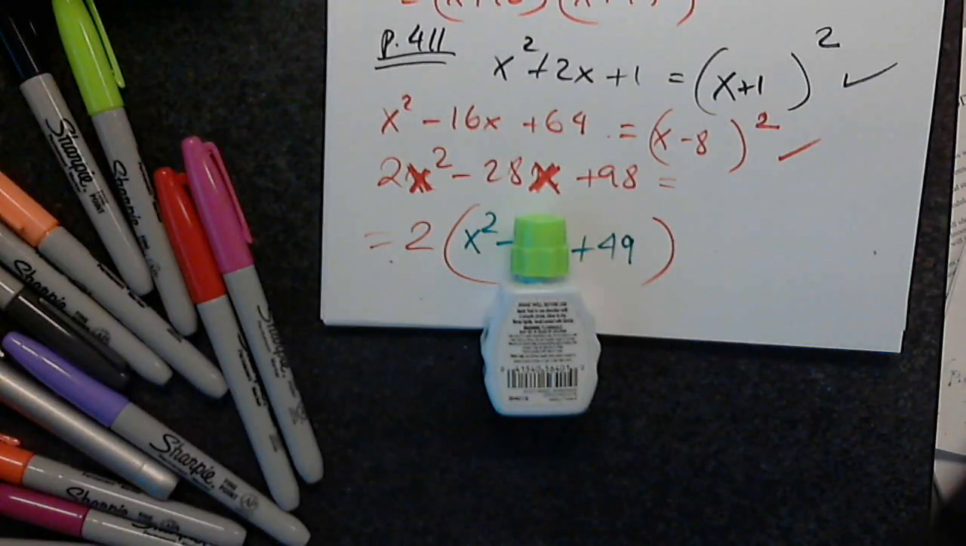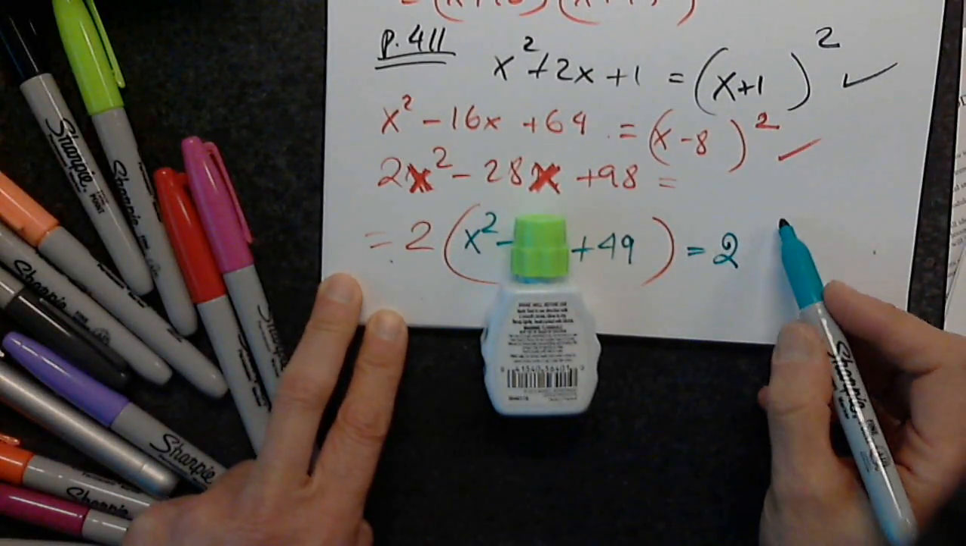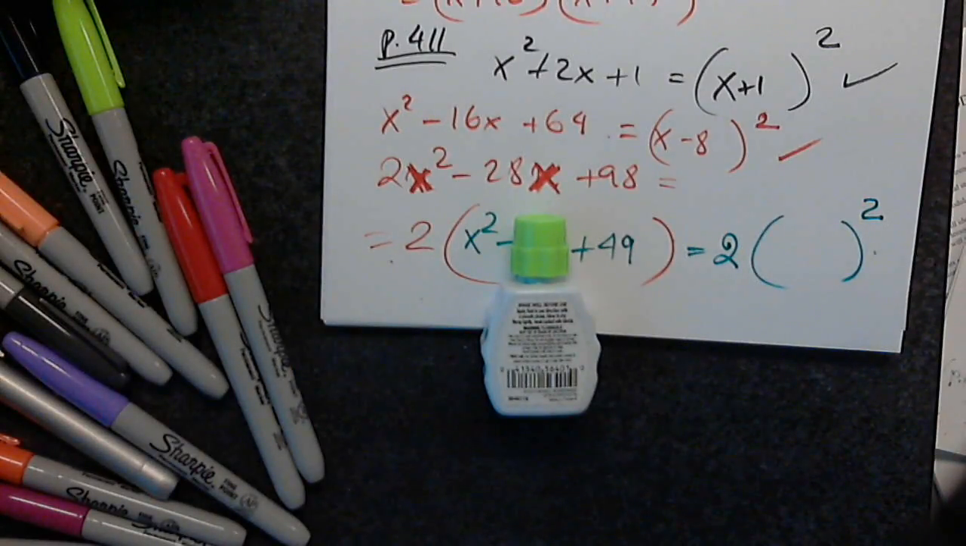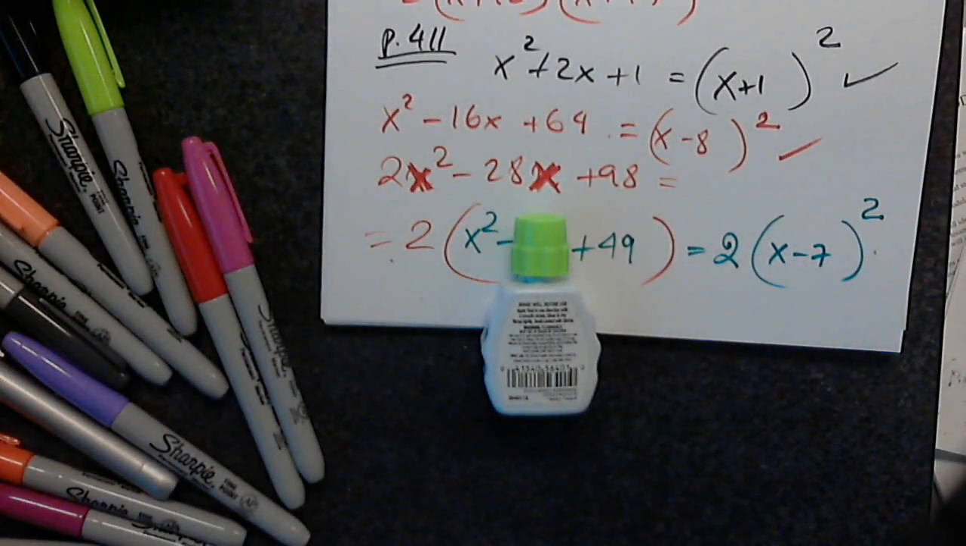Okay, so is the first term a perfect square? Yes. Is the last term a perfect square? Yeah. What is the sign in between? Minus. Good, what do you expect? Minus. So the 2, yes, negative 2. So 2 has to be outside. What do you expect? X minus 7. Good. X minus 7. One more step.